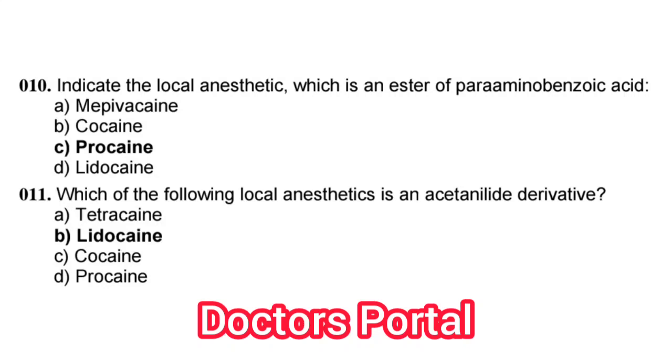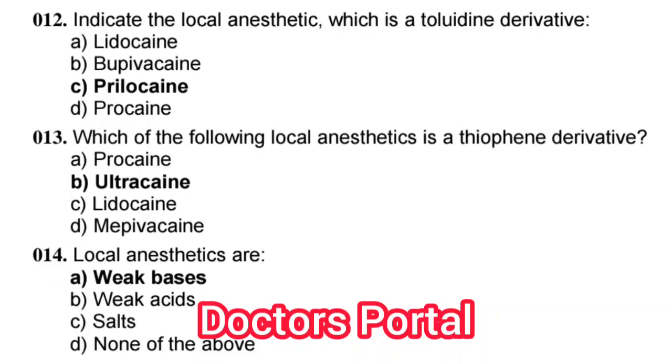11th question, which of the following local anesthetics is an acetanilide derivative? Here the answer is the second option, lidocaine. 12th question, indicate the local anesthetic which is a toluidine derivative. Here the answer is prilocaine.